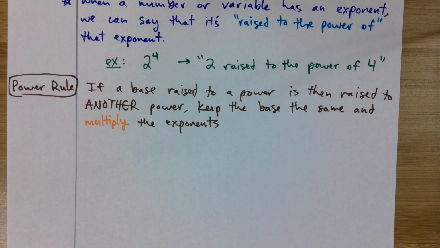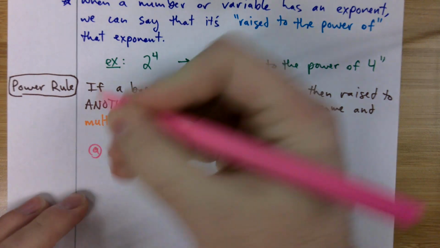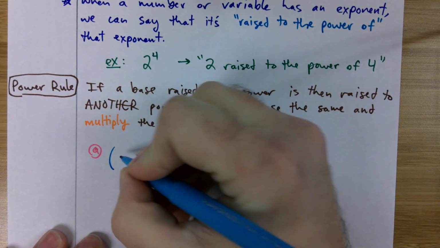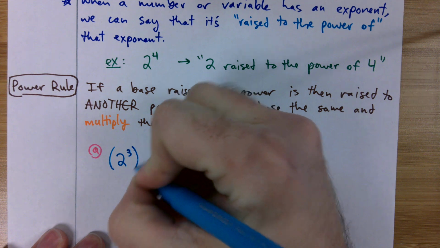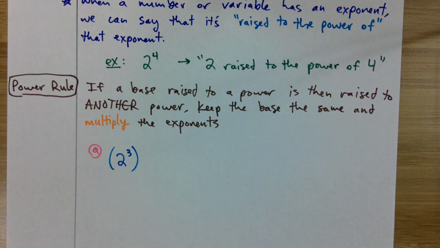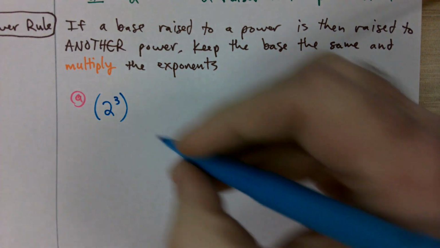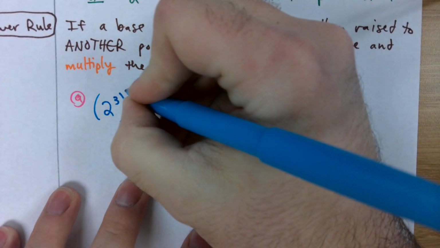All right, so let's see what this means. Luckily, it's pretty straightforward. So let's do example A. Let's go inside the parentheses 2 to the third. Outside the parentheses, let's give an exponent of 4.